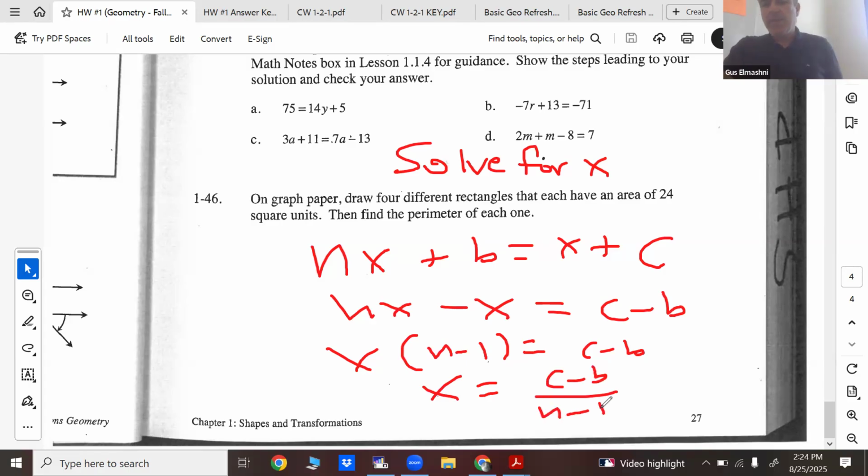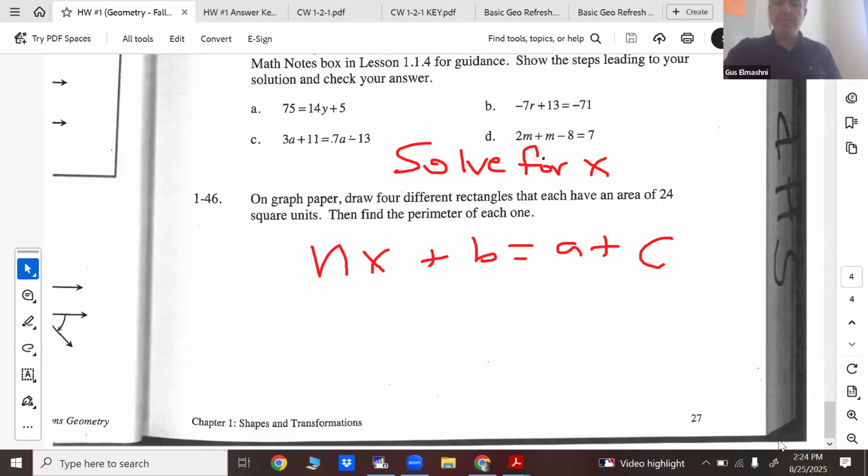Now, what if I didn't have x twice? What if that was some random letter like a? Then fine. Subtract the b. And then what would you have if I subtract the b? Divide by n, exactly. I just subtract the b and divide by n, and x is now isolated.